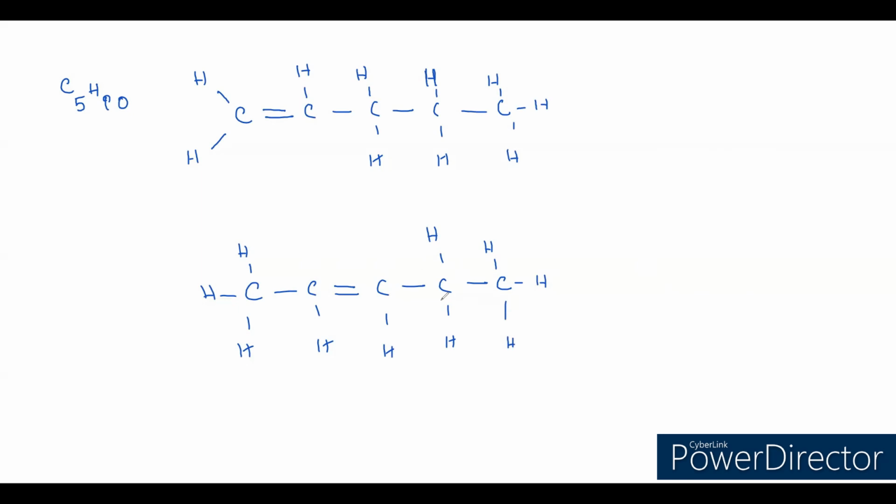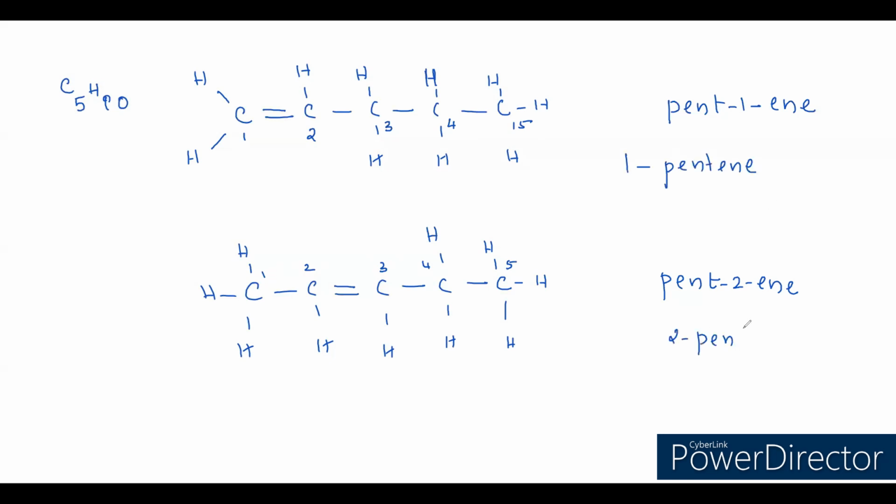Now, what is the difference? Both have 5 carbons, so both are pent. Both have a double bond, so again both are ene. But in the first case, the double bond is between carbon 1 and 2. In the second case, the double bond is between carbon 2 and 3. Therefore, the first one is pent-1-ene and the second one is pent-2-ene. Or else you call these 1-pentene and 2-pentene.